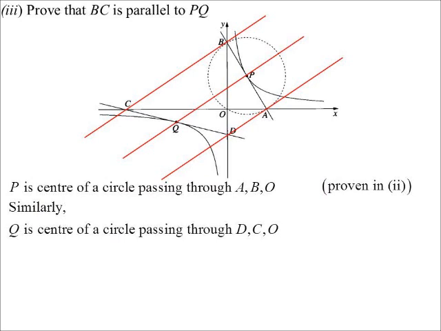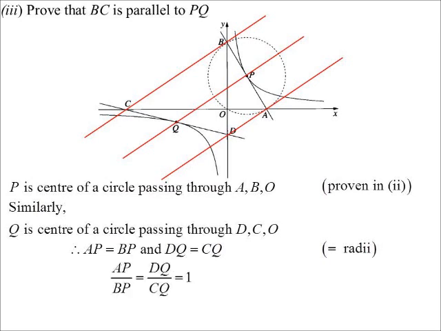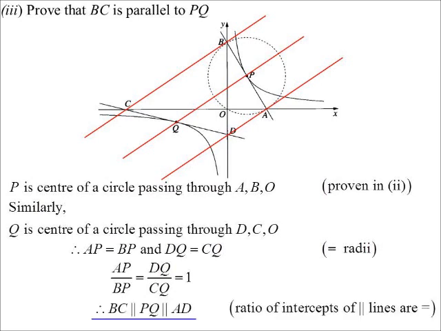So, all right. So therefore, AP is equal to BP, but we also know DQ is equal to CQ. So the ratio AP to BP is the same as DQ to CQ, which is 1. And we've got ratio of intercepts, therefore, of parallel lines. So therefore BC is parallel to PQ, is parallel to AD. I think that's possibly the quickest way of doing it.